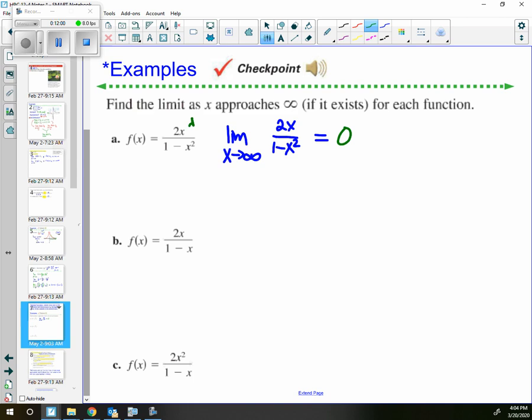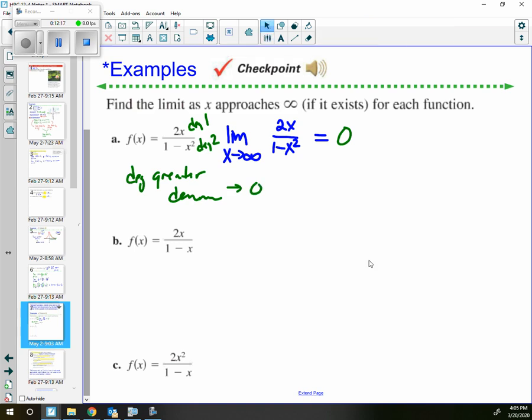What's the degree in the top? So the degree is 1. What's the degree in the bottom? 2. So it looks like when the degree is greater in the denominator, that means this is going to go to 0 because it's growing faster in the bottom. So every time you see a degree greater in the bottom, I know that's going to have a 0 limit, also would have a 0 horizontal asymptote, right? It's the same conversation and behavior.